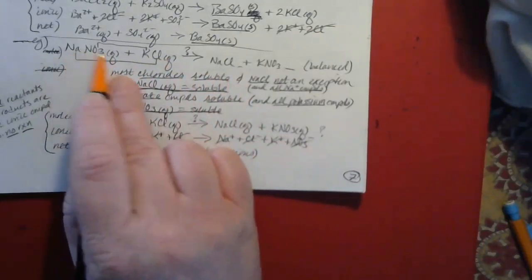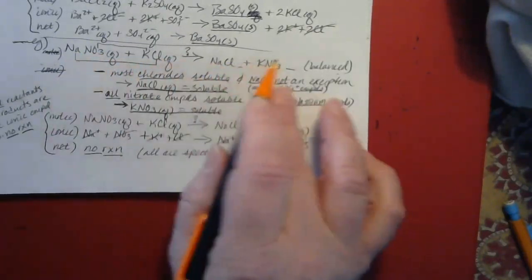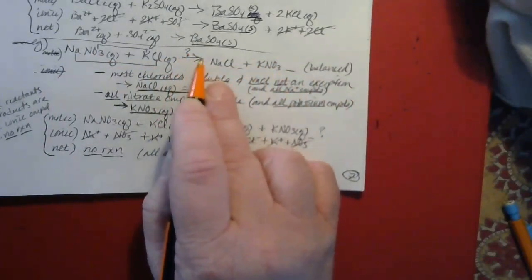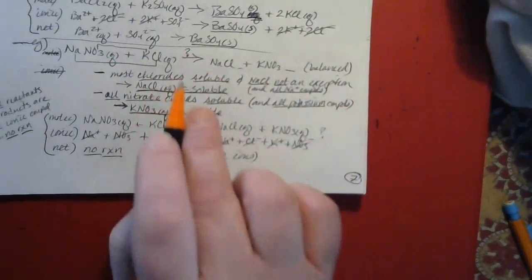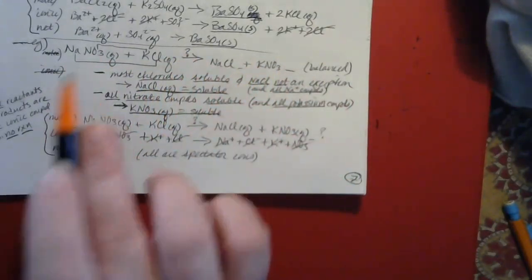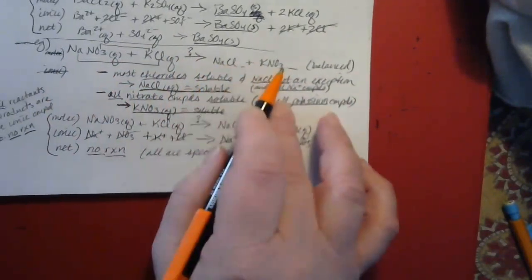All of the ions here have charges of +1 or -1. So everything here is 1 to 1. So it's actually already balanced. I'm putting a question mark, though, over the arrow because we don't know yet whether this reaction actually occurs or not. In order to find out, we have to find out whether the two products are soluble.